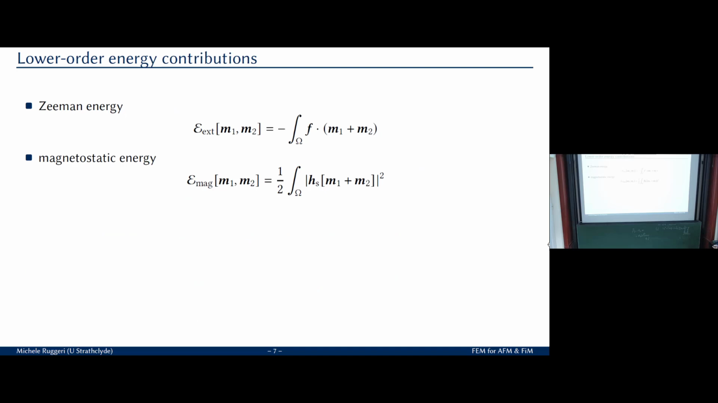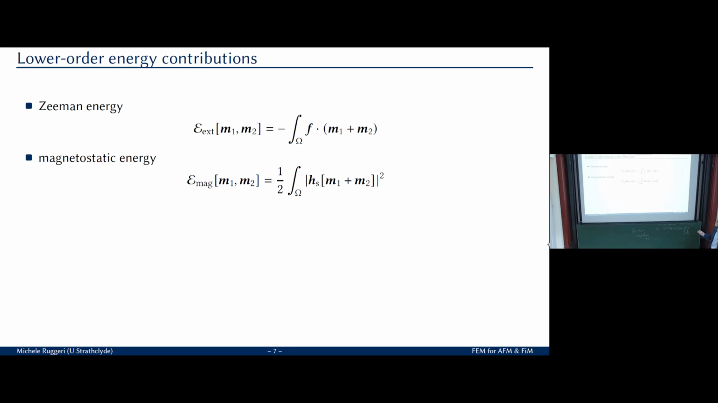One final comment. For simplicity, for ease of presentation, I restricted myself to the exchange-only situation, but of course if you want to see interesting things you have to include more. If you want to see more than constant fields in some simple situations, you want to include other terms, and we can do that, we can analyze them.